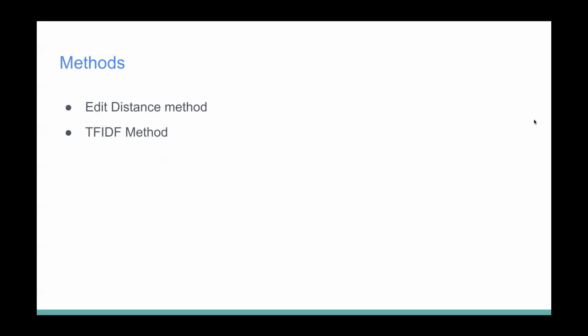Now look at some of the methods which we use in fuzzy matching. The most common one is edit distance method, which is used in smaller data sets or smaller tables. When you have large data sets or large databases, then we'll be going for the second method, which is TF-IDF method. So let's start with edit distance method.